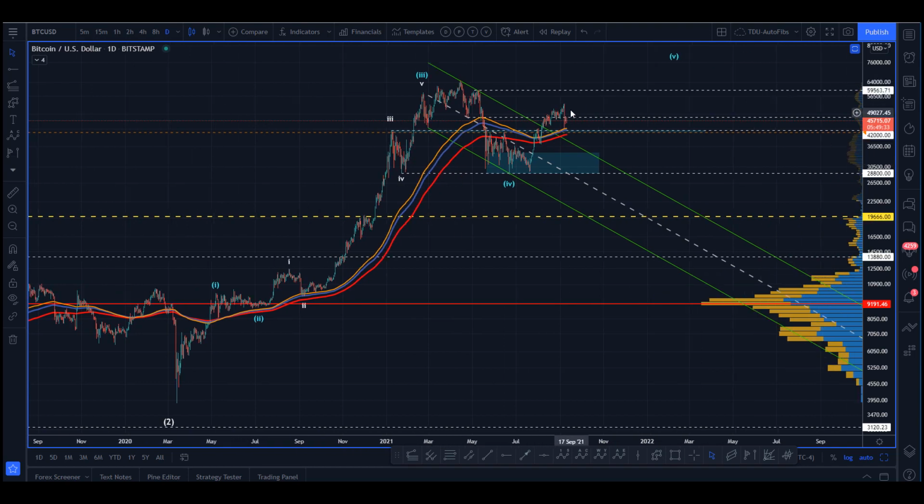Let's look at this count because there are some interesting similarities between if this is the top here and what we've just done there.